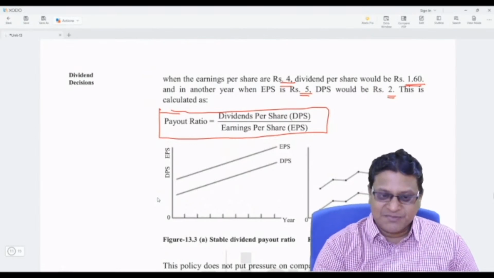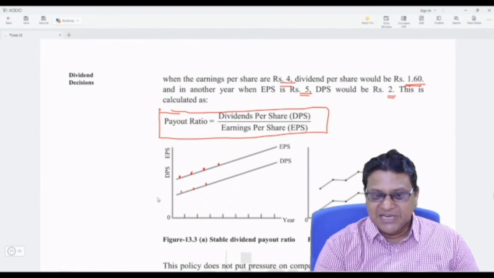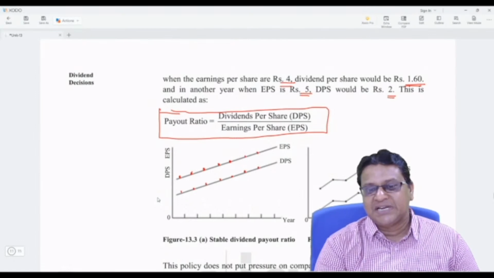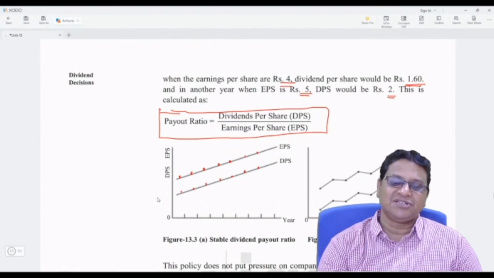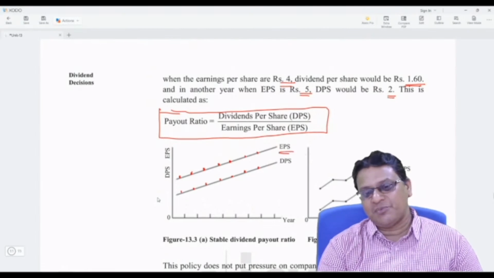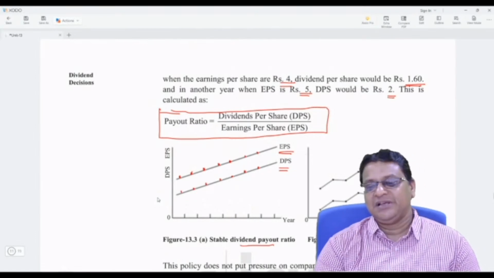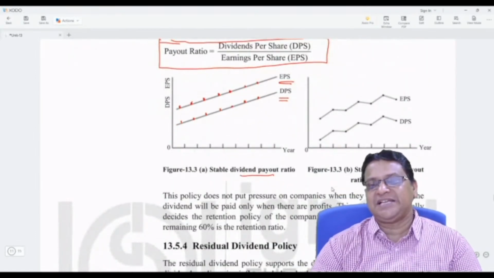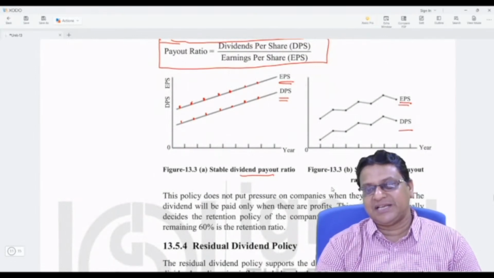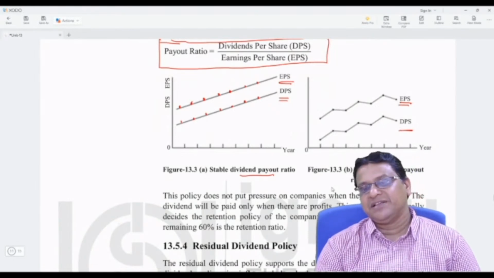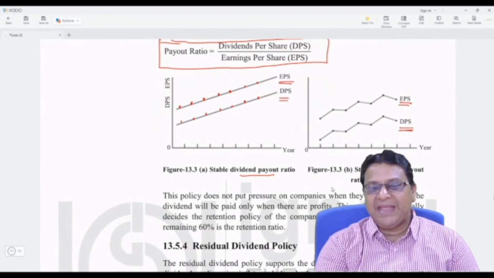You can see it in this first case, as earning changes, dividend amount changes. As EPS changes, DPS changes. If EPS increases, DPS increases. If EPS decreases, DPS decreases. So this is the relationship of EPS and DPS in case of stable payout ratio. Whenever there is increase in EPS, you will see there is increase in DPS. And whenever there is decrease in EPS, you will see decrease in DPS. But the payout ratio remains constant.